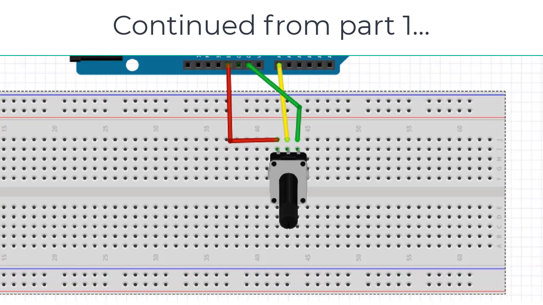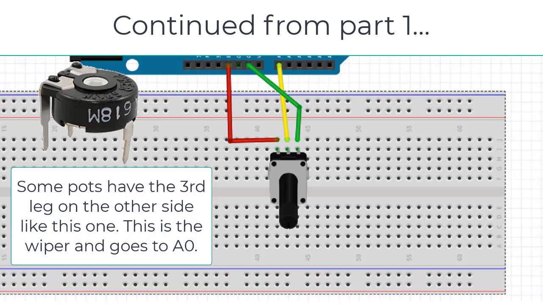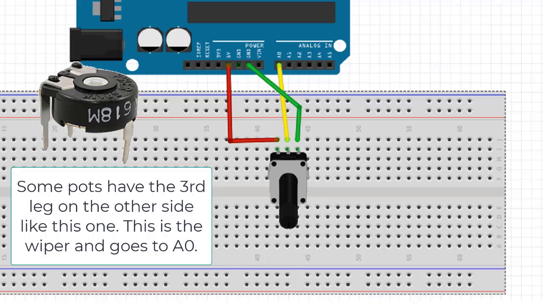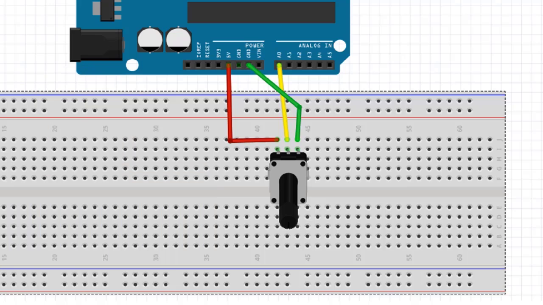But for now, here's a circuit. So the circuit's really simple. We just have our potentiometer, the center pin connected to pin A0, and then one side at 5 volts, the other side at ground. So that's all there is to it, guys.